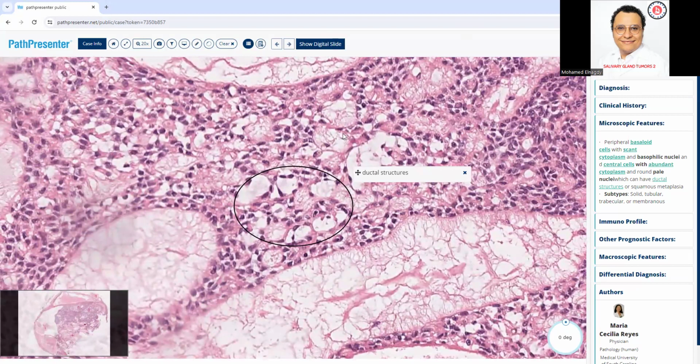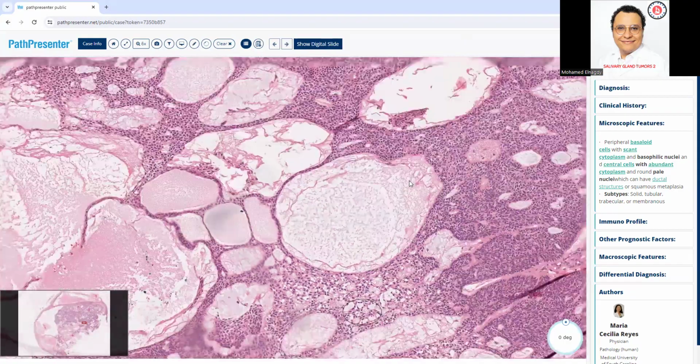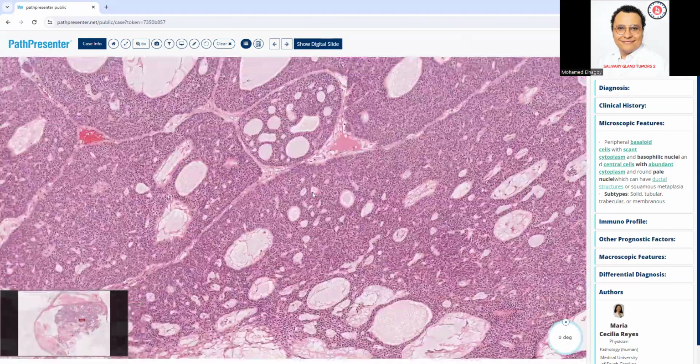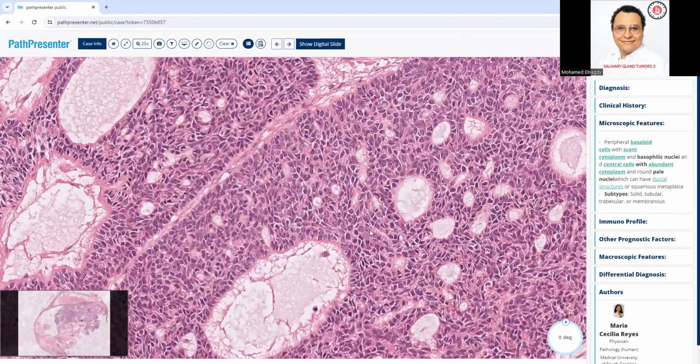And she didn't even mention this basement membrane-like material. However, we saw it in some areas, right? Yeah, that's true, but it's not as prominent as the one in carcinomas. We saw it in some areas. That's a basal cell adenoma.